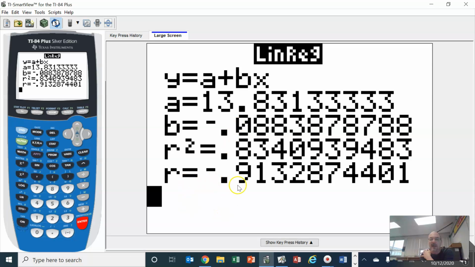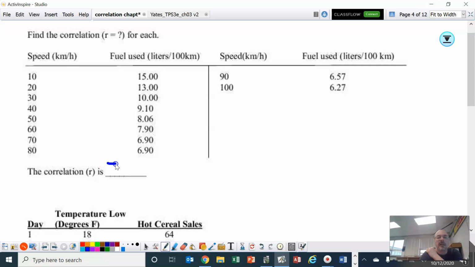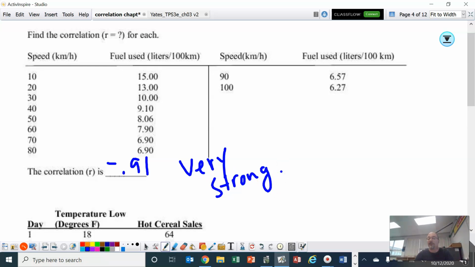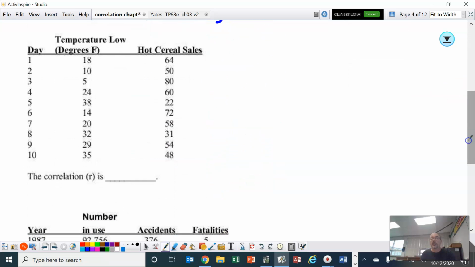Look at the very last line, and we're going to talk about all of these things in this chapter, but today we're just looking here. So negative 0.9, I'm going to round to 2 decimals, negative 0.91. So this correlation is negative 0.91. That is a pretty strong relationship because that's close to -1. So actually, I'm going to write this is a very strong relationship. Your speed definitely determines the amount of fuel you are using when you drive.